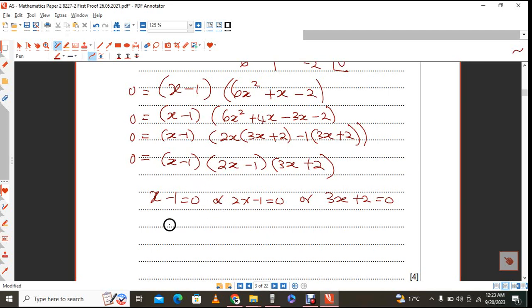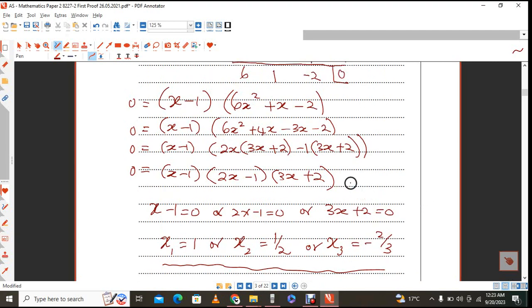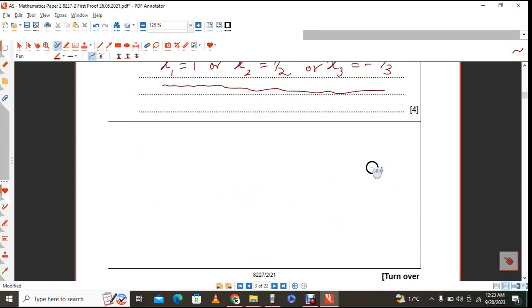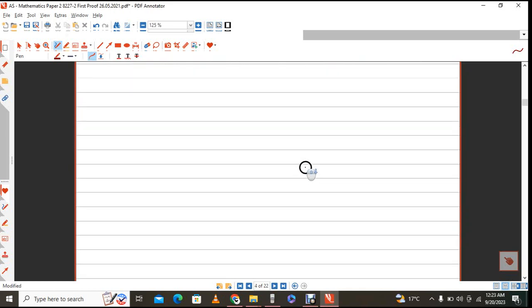So you will have one answer, x equals 1, another answer, x equals a half, another answer, x equals negative 2 over 3. These are the solutions to that particular equation. Okay, right, so you just have to remember you will have to use the factor theorem and stuff like that. And once you get going, you don't stop. Let's go to question 3 with the same question paper.